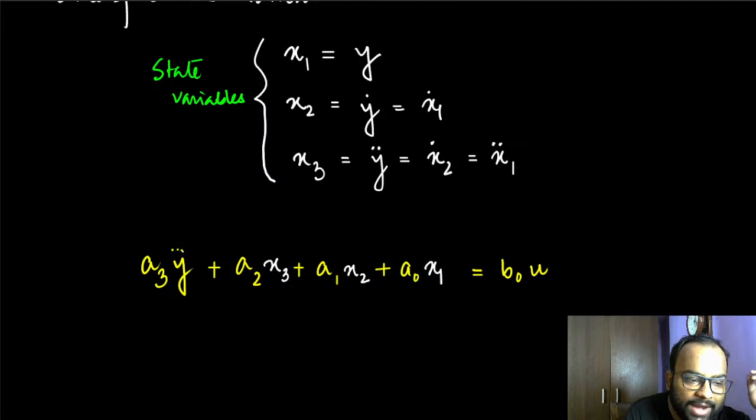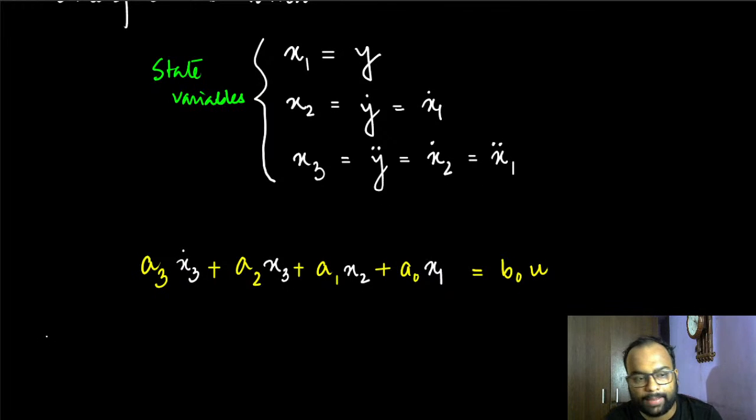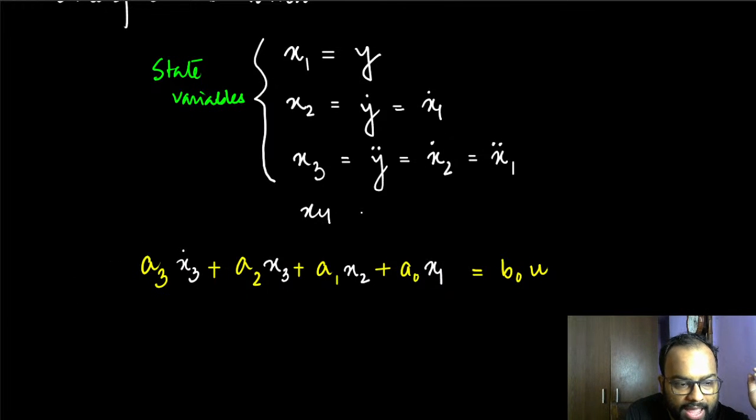And then we have y triple dot. Now, of course, I don't have any y triple dot here. But y triple dot is like x3 dot. Now, there might be a very important question coming from one of you: why don't I assume x4 and assume it like y triple dot and put it here? We could do that, but this is not necessary.